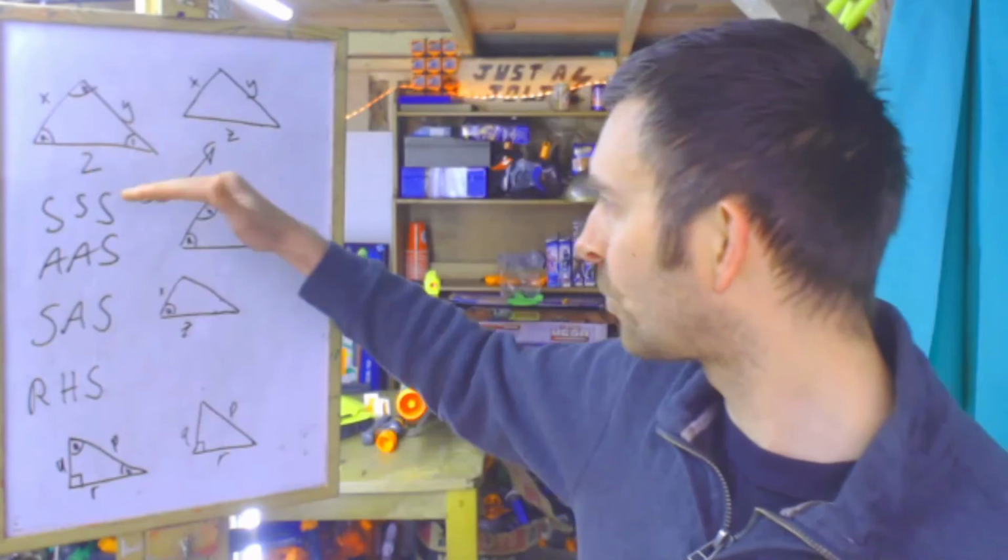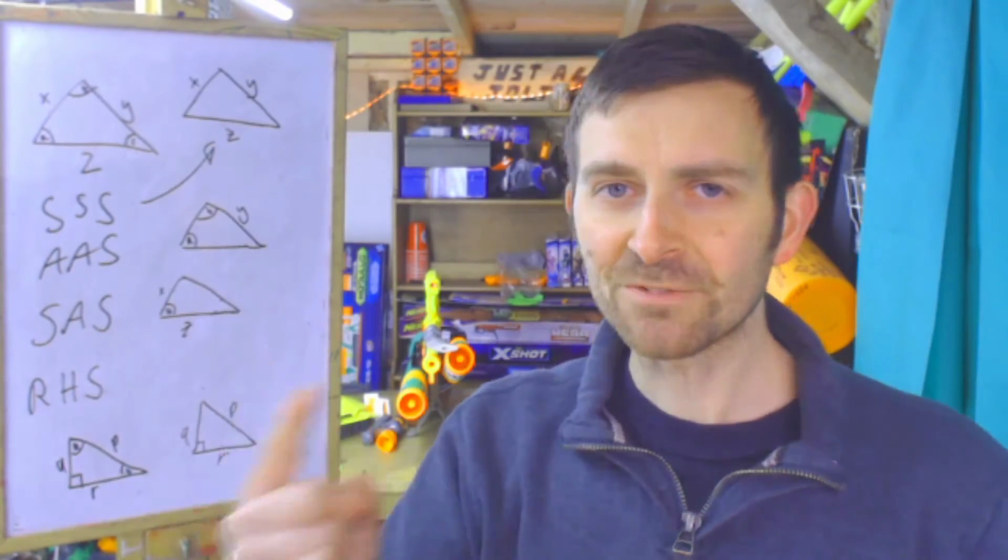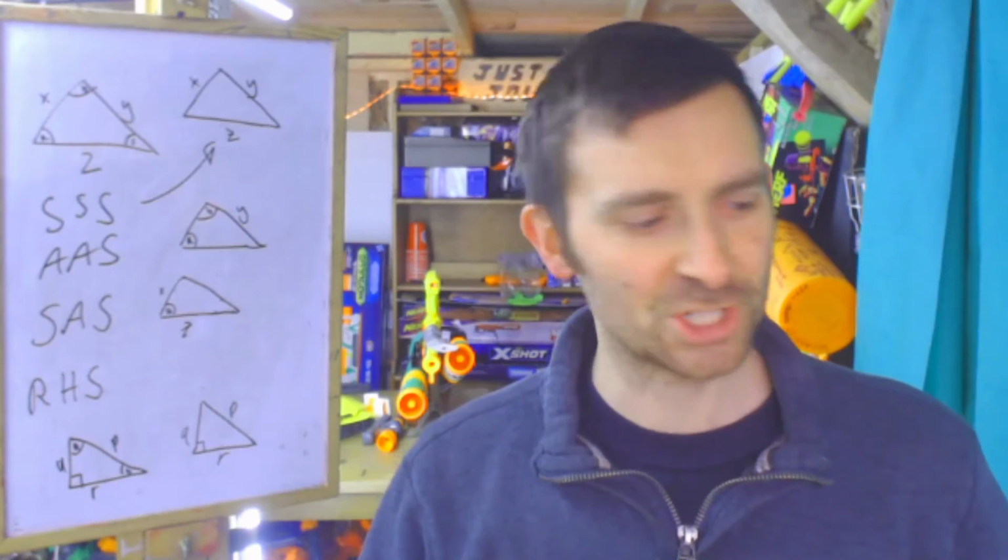All right, so these are the 4 rules that you can use to tell whether or not a triangle is congruent. And only one of these conditions has got to be met. Only one of these rules has got to be met.